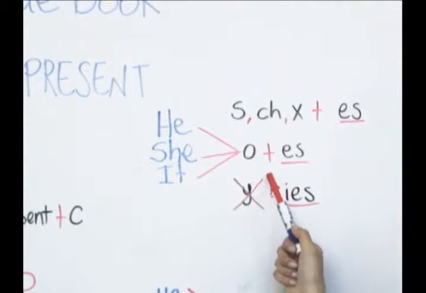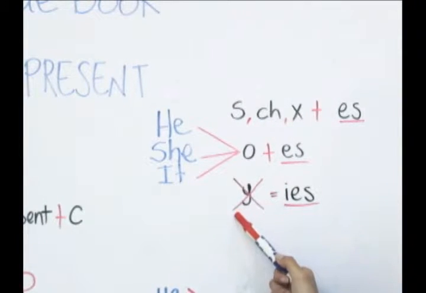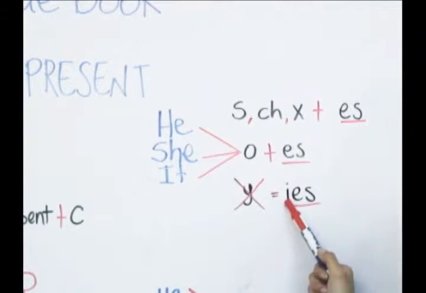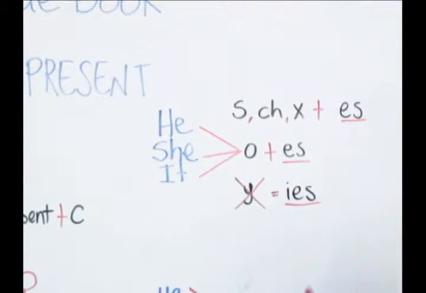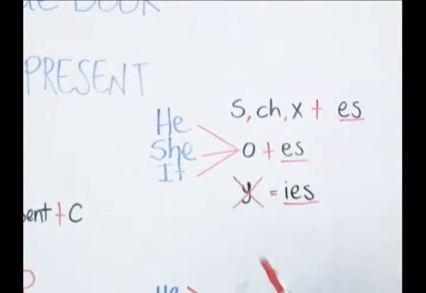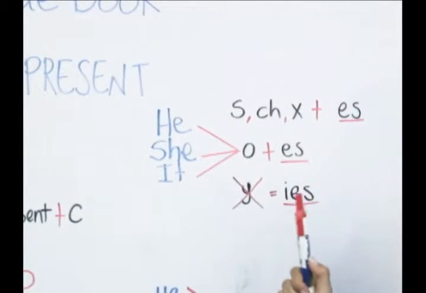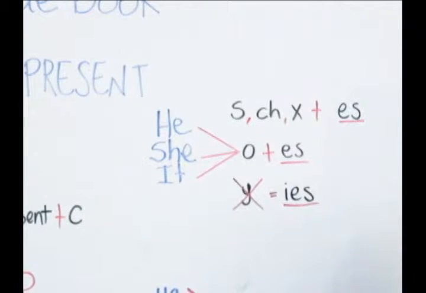Now, when we have the verb and it ends in y, we change that into i and we add es. For example, study. She studies English. He studies French. Or fly. The butterfly flies by the air.